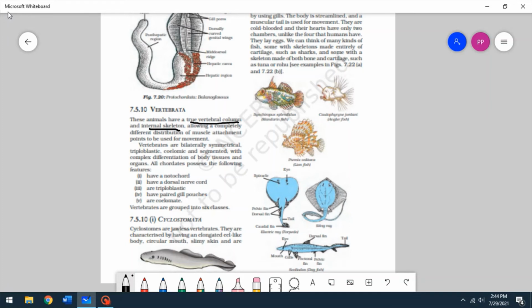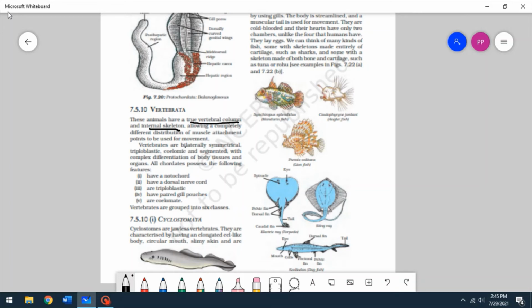So all vertebrates move a lot. We move a lot, right? We move, we walk, we run, we move about even when we're sleeping. So to allow all that movement, we need to have properly attached muscles, and that is achieved through a proper notochord or a proper vertebral column, alright?